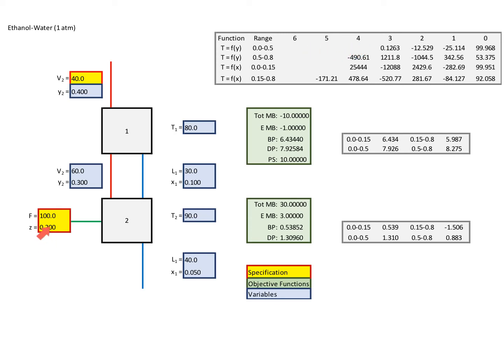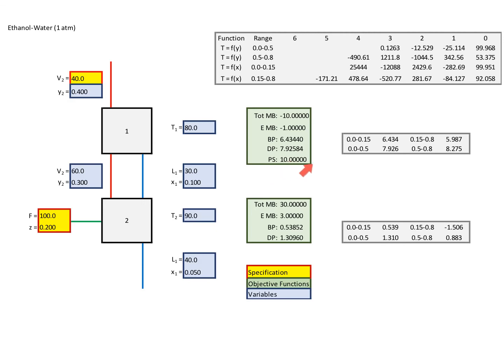Now I've entered the specifications in the problem statement for feed and vapor flow rate. I put in guesses here for the compositions and flow rates and temperatures. Those are just wild guesses, kind of wild.